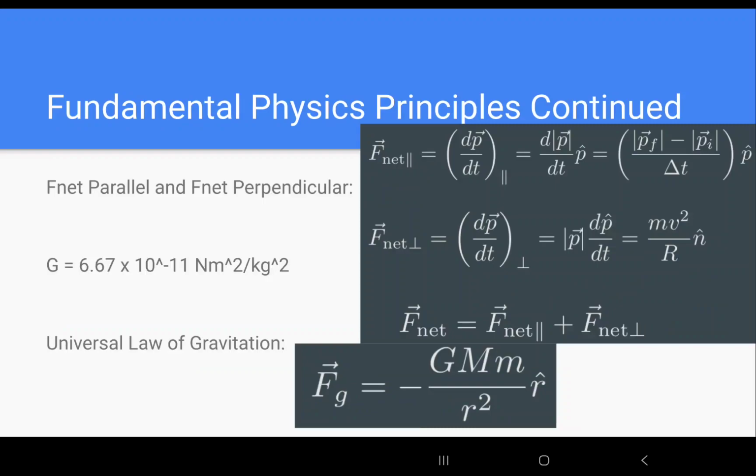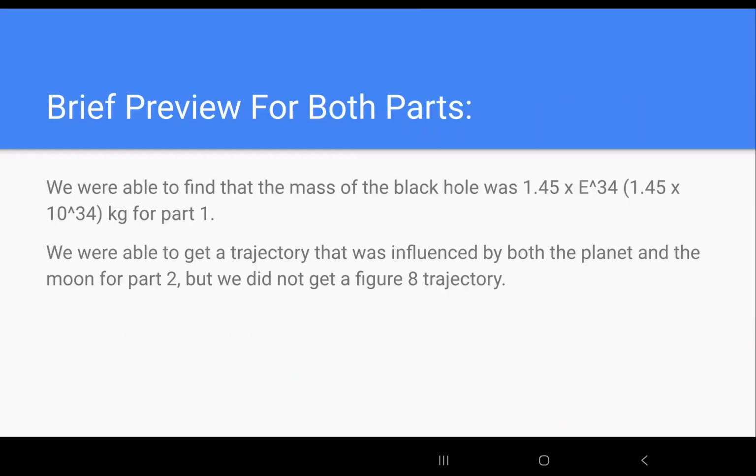We also have the universal constant G, which is shown, and from here we also have the universal law of gravitation, which is equal to negative G times mass 1 times mass 2 over r squared times r hat. A brief preview for both parts is that for part 1, we found the mass of the black hole to be 1.45 times 10 to the 34 kilograms, and for part 2, we got a trajectory that was influenced by both the planet and the moon, but it was not a figure 8.